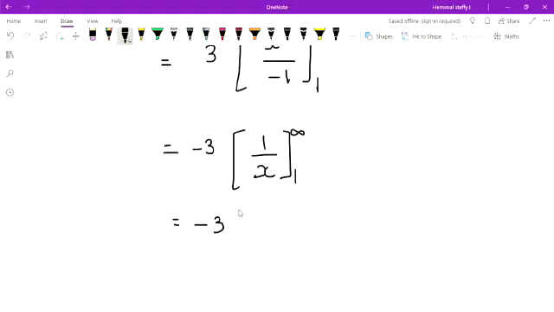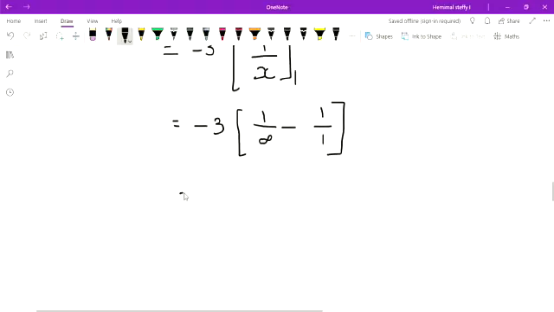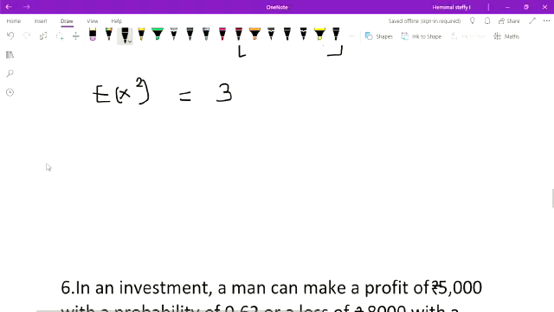In place of x I substitute infinity and 1: 1 by infinity minus 1 by 1. So 1 by infinity is equal to 0. So minus into minus is plus. So we have the answer 3. This is the E of x square. Then we are going to find the var x, that means the variance of x.